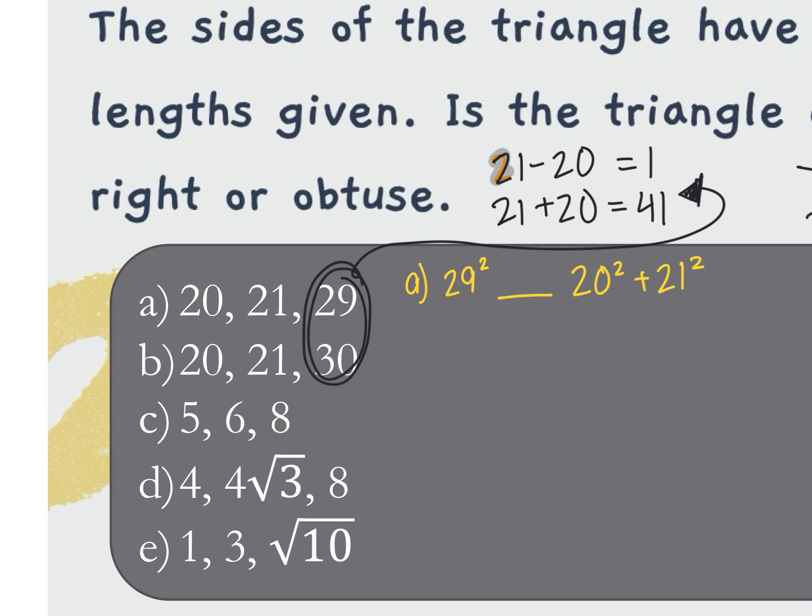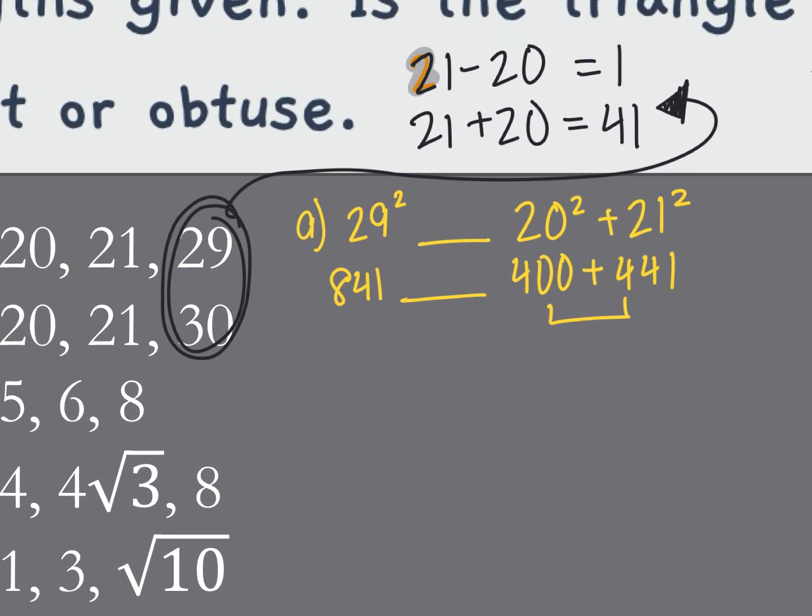So solving it, you guys have your calculators for today. If you don't have a calculator, you can use your phone. Just plug it in. 29 times 29, that's 29 squared. You're going to get 841. Still figuring out my sign. 400 plus 441. Now all I have to do is evaluate it, solve one side. 841, 841. What's my symbol that should go in the middle? Equal. So what kind of triangle is this? It's a right triangle.